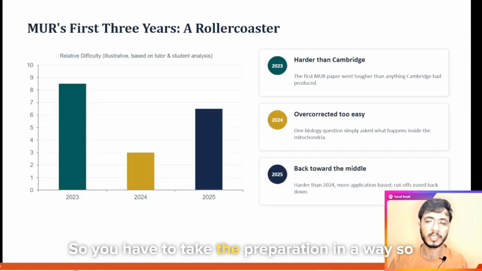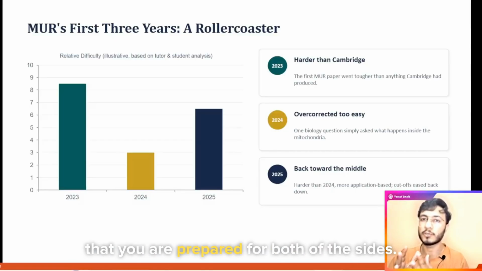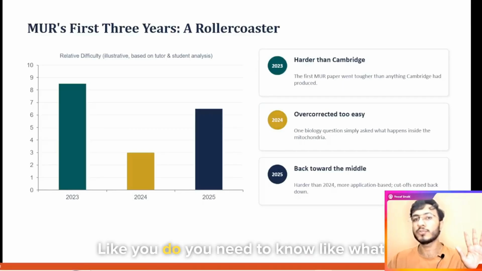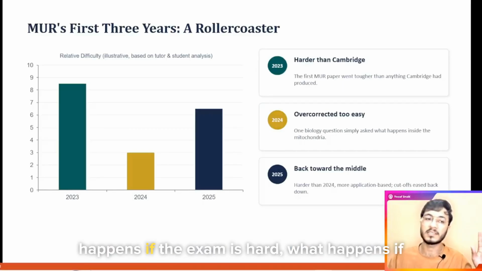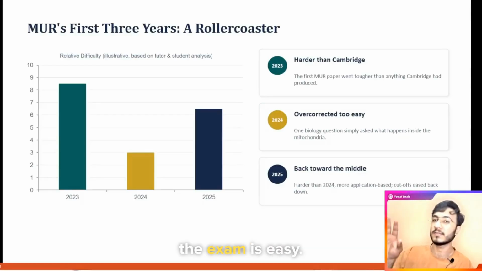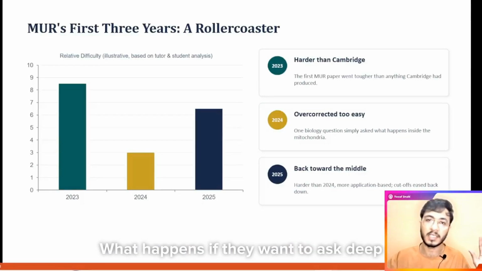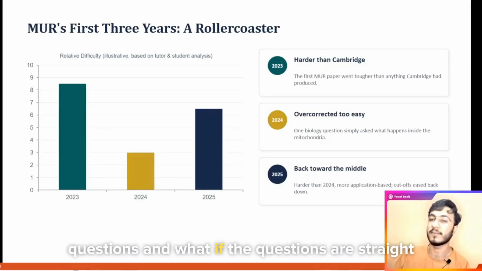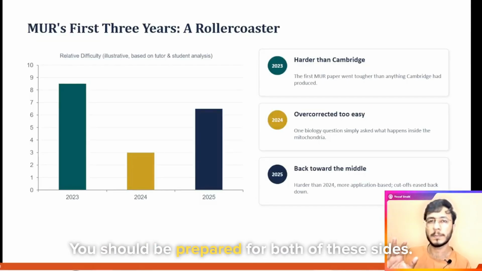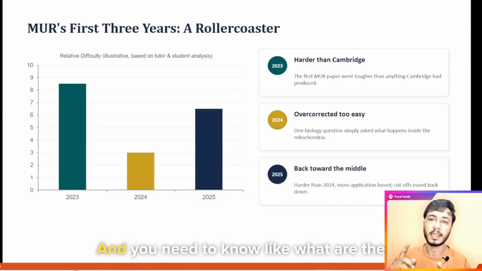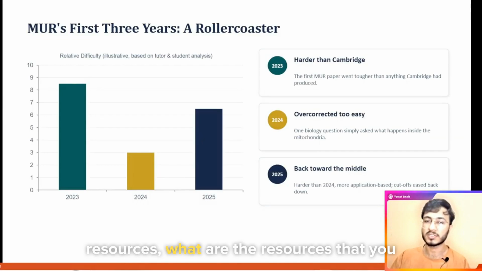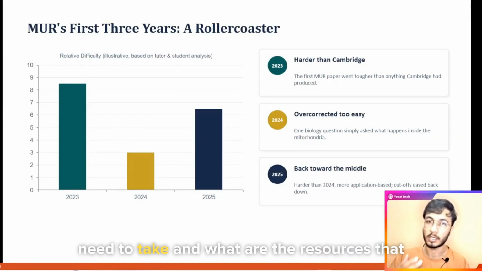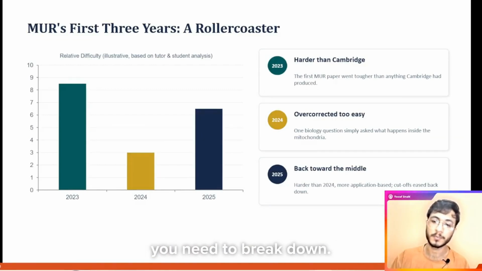So you have to take the preparation in a way so that you are prepared for both of the sides. Like you need to know what happens if the exam is hard, what happens if the exam is easy, what happens if they want to ask deep understanding knowledge, they want to give you trick questions, and what if the questions are straightforward. You should be prepared for both of these sides, and you need to know what are the resources that you need to take, and what are the resources that you need to break down.